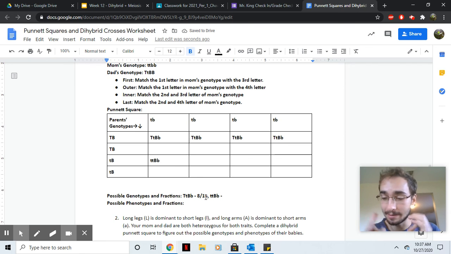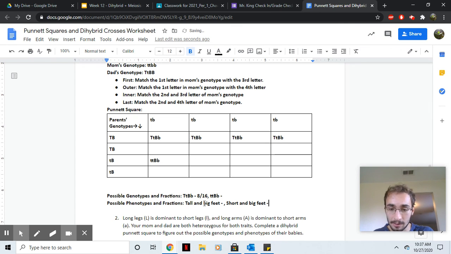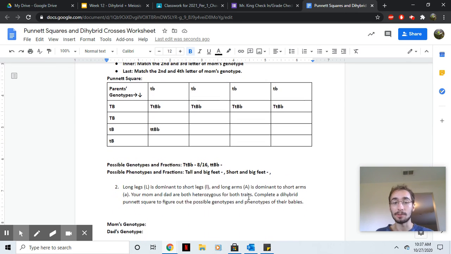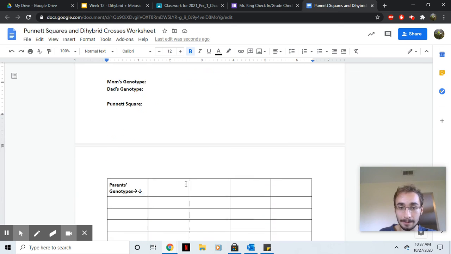Remember, phenotype is how you look. So how many of the kids are tall and big feet? How many have this? And then how many of the kids are short and have big feet? If there are other possibilities, like are there any kids that are short with small feet, put them here and then put the proportion for each. That is how you do it. Please do number 2 by yourself.